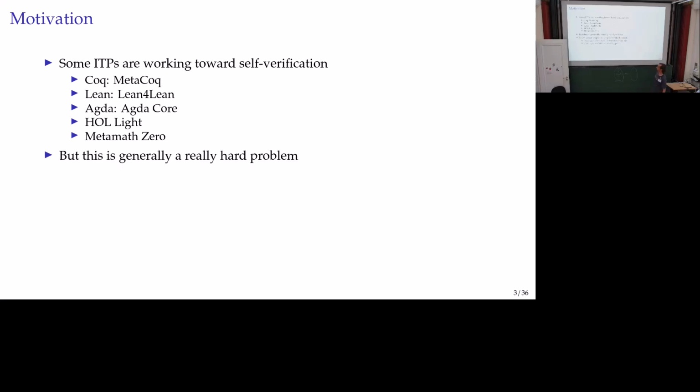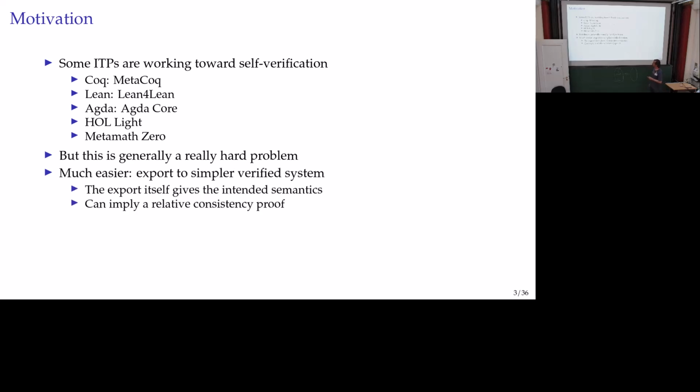This is generally a really hard problem. A lot easier is to export to a simpler verified system. So the idea is that maybe your ITP is not on this list, or even if it is on this list, maybe one of these projects isn't done yet. And so rather than waiting for that project to finish, you can instead take your system and export it into one of these. And so this gives you some kind of relative consistency proof. Sometimes it depends on exactly how you write this kind of export. And the export itself involves describing what is the logic of the source system in the target language.